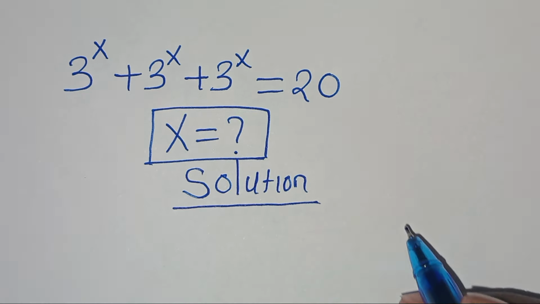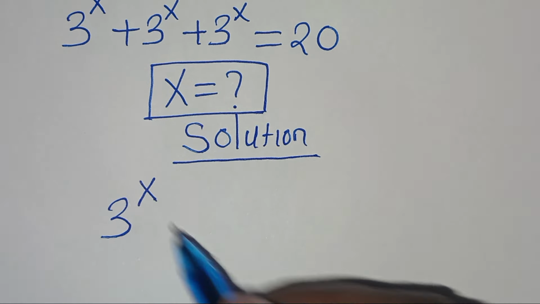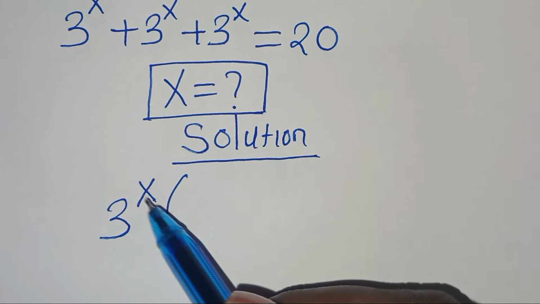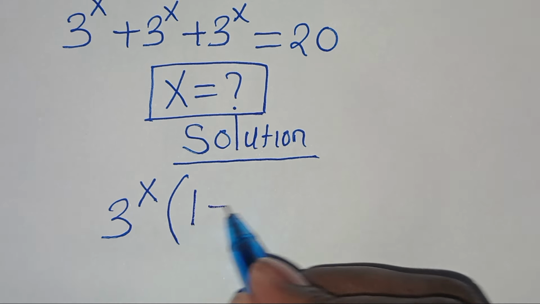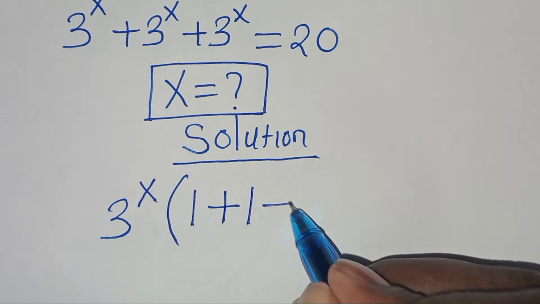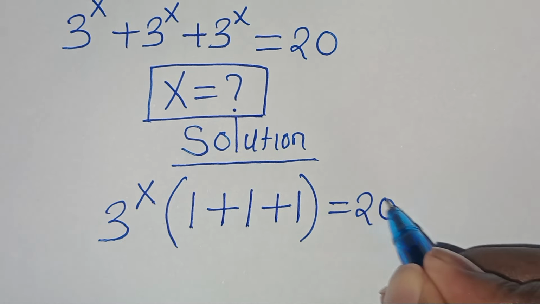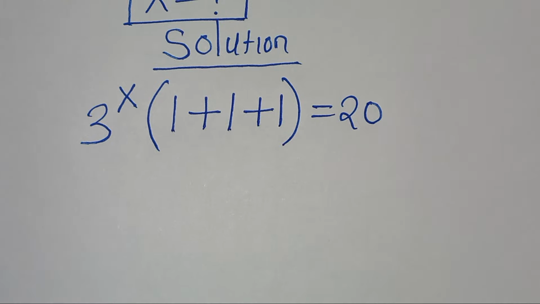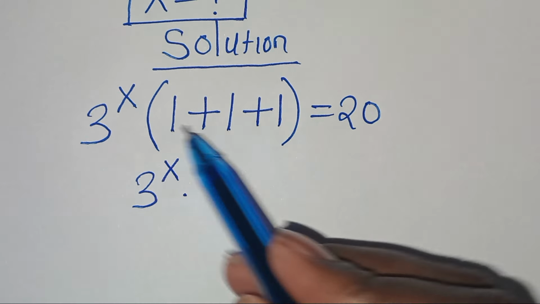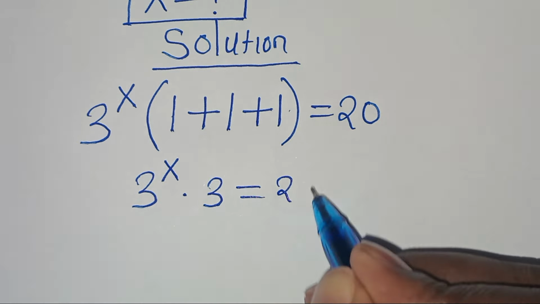The first step to do here, we have that 3^x is common here, so we can factor out 3^x. So that 3^x divided by 3^x is 1, plus 3^x divided by 3^x is 1, then plus 1, this is equal to 20. So this is 3^x multiplied by 1 plus 1 plus 1, this is 3, and this is equal to 20.